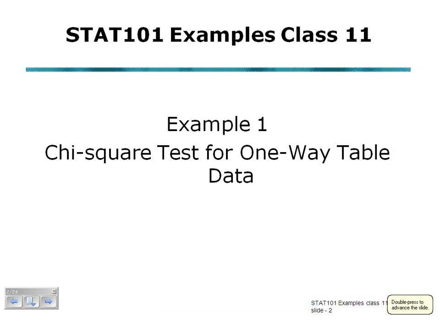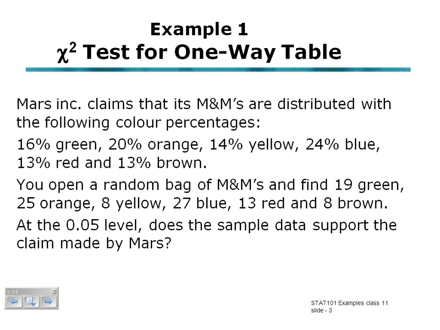This is Stat 101, Examples Class 11, Example 1, using a chi-square test for one-way table data. In our example here, we're testing a claim made by Mars, Incorporated, about the colour percentages of their M&Ms.